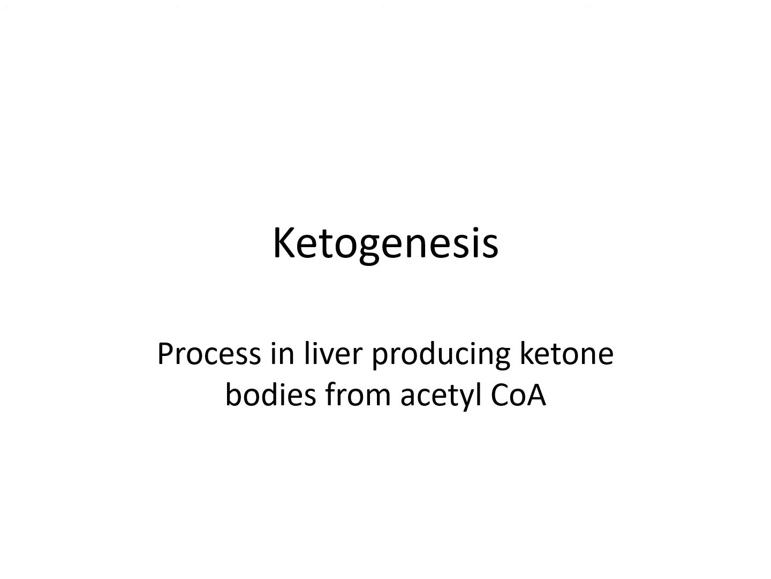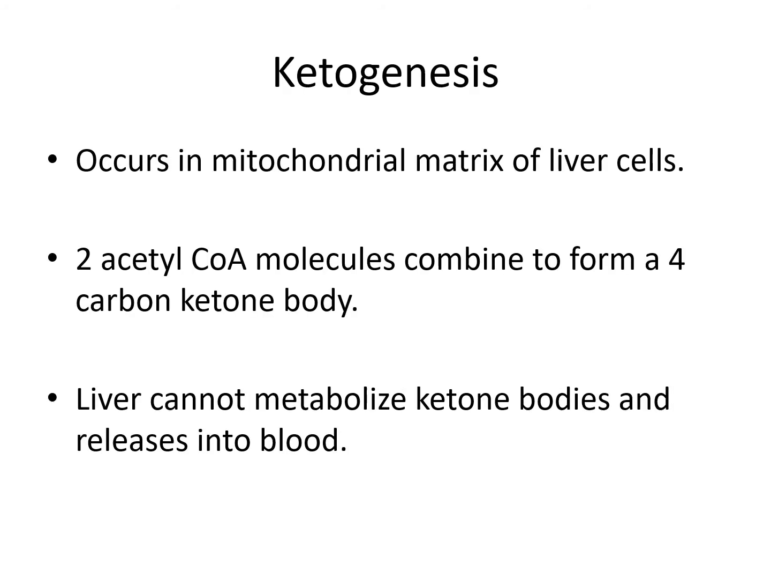Now in the process, we said ketogenesis occurs, and it's a process in the liver producing ketone bodies from acetyl-CoA. So there is an effect of going through beta oxidation, and that's the production of ketone bodies. And this occurs in the mitochondrial matrix of liver cells. Two acetyl-CoA molecules combine to form a 4-carbon ketone body. And the liver cannot metabolize ketone bodies and releases them into the blood.